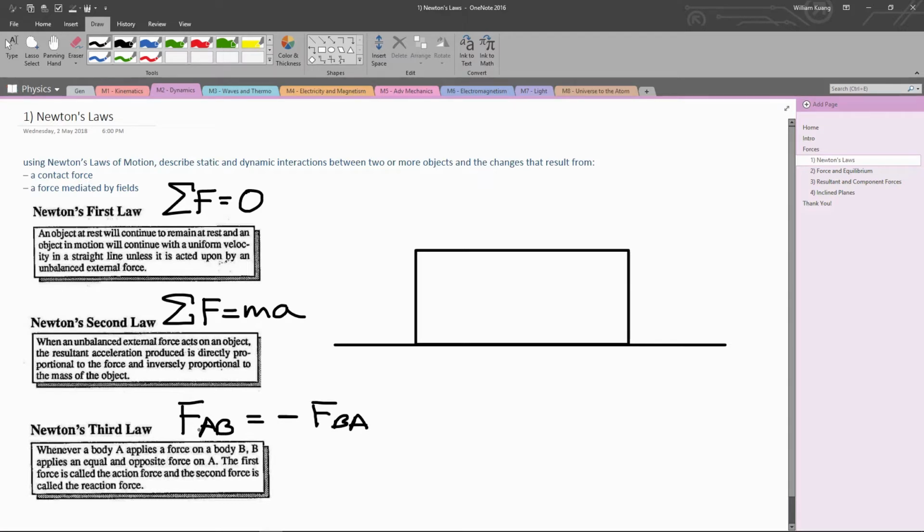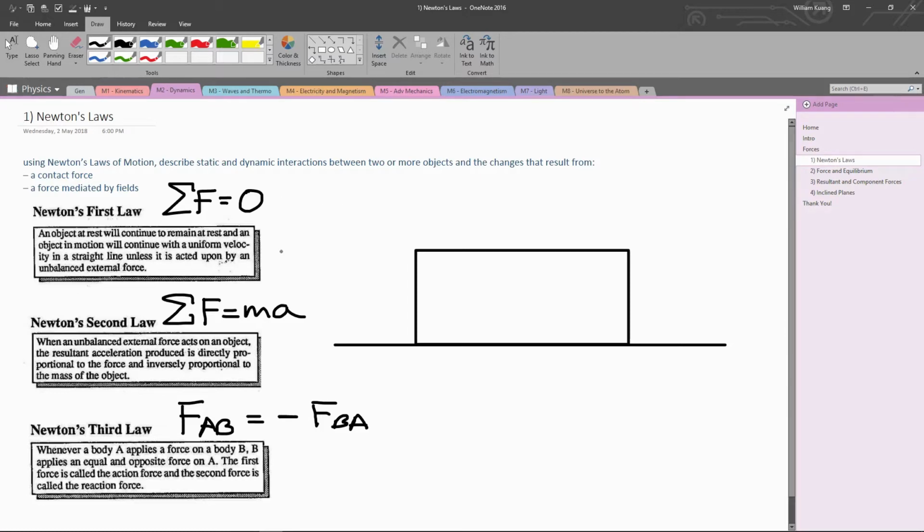So first off, don't get confused with this notation because it does look like relative velocity, but it's completely different. So what we're saying here is that the force that comes from object A acting on object B is equal to, in magnitude, the force of object B on object A, but in the opposite direction, hence the negative sign here. All right, so this was just a quick summary.